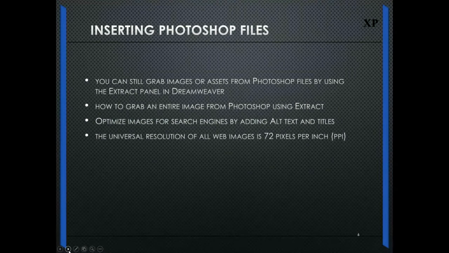One thing that you want to be made aware of is that the universal resolution for all web images is 72 pixels per inch. So if you have a question about what size or quality an image should default to, using 72 ppi is still totally acceptable.